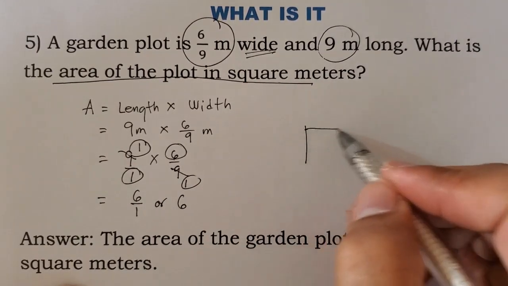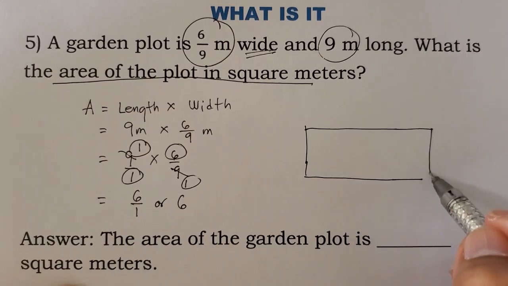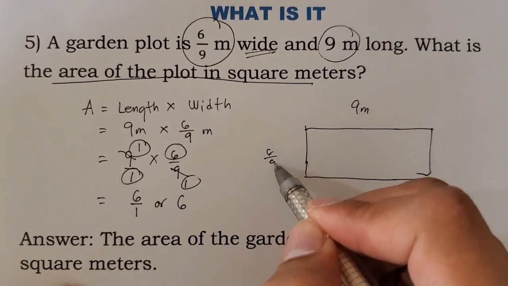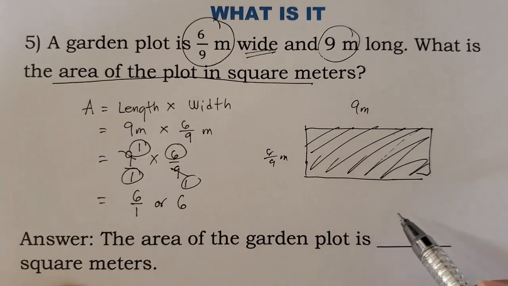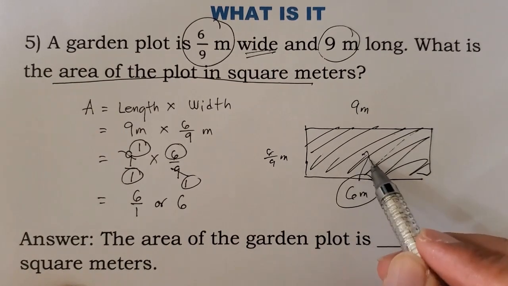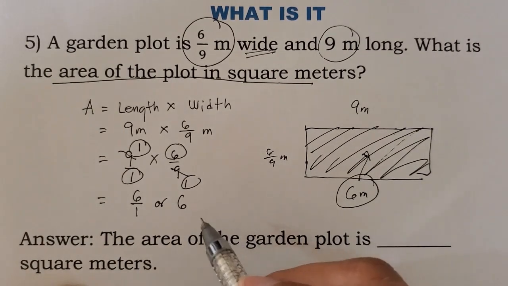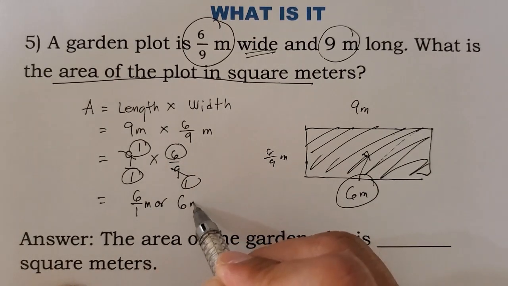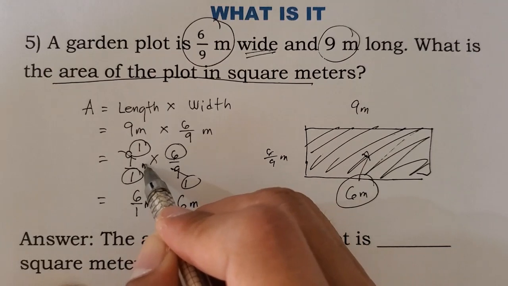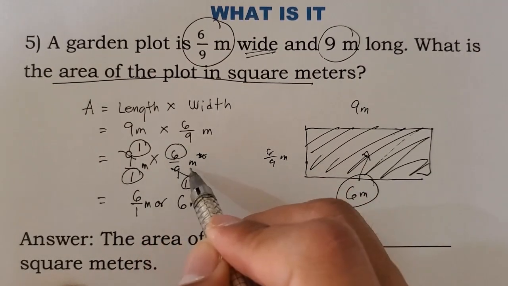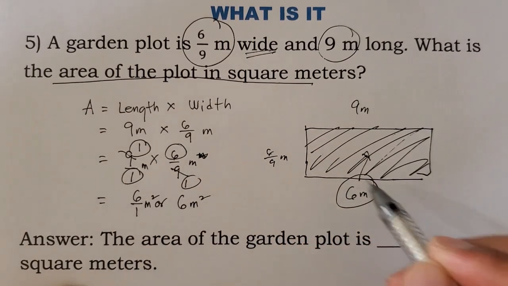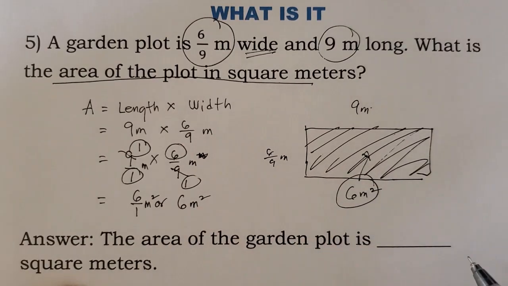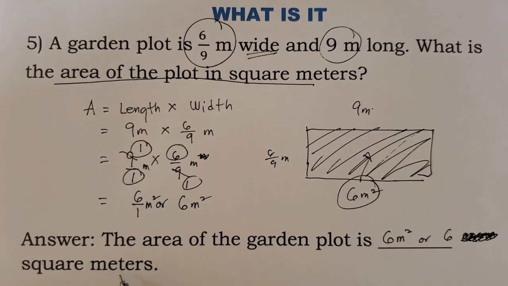Or that is also equal to 6. So this is our rectangular garden plot, which is 9 meters by 6 ninths meter. That is also the area inside, which is equal to 6 meters. So our answer is, because we have here a unit of meter times meter, sorry for that. Meter times meter is meter squared, so 6 meters squared. So our answer is 6 meters squared, or 6 square meters.